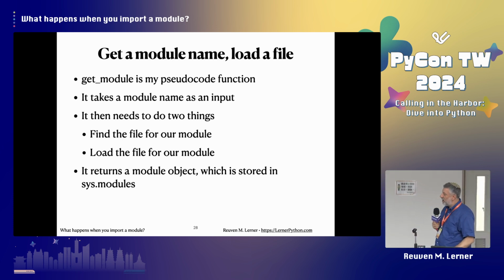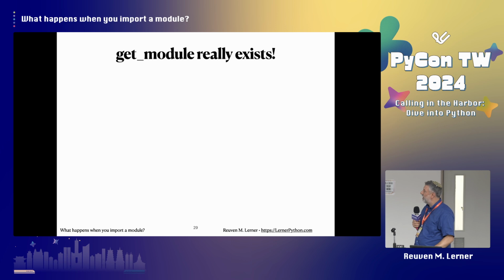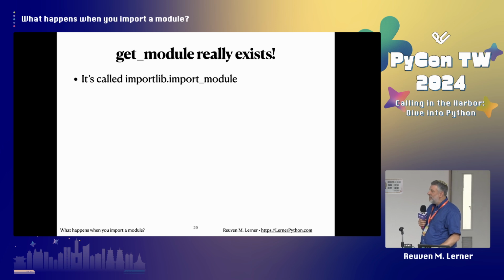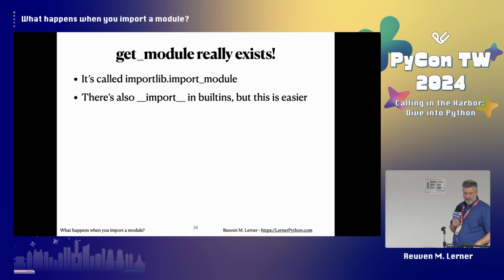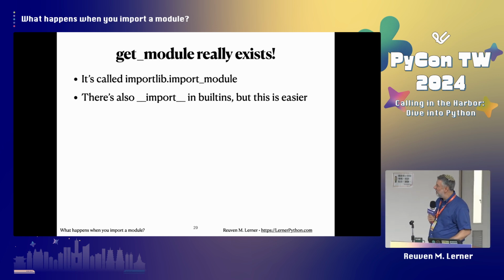It turns out, by the way, there really is a get module function. It's just called importlib.import_module, but it really does exist. There's also, by the way, something called dunder import. Don't use it. Please don't use it. Not meant for us.